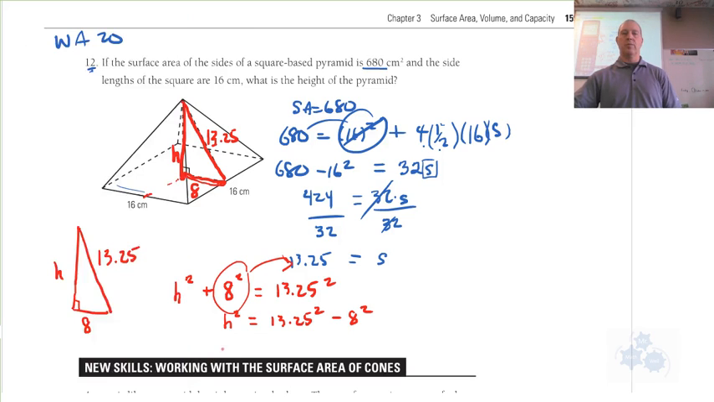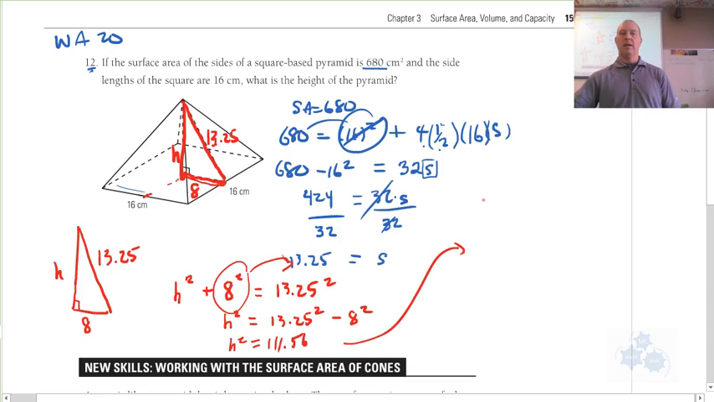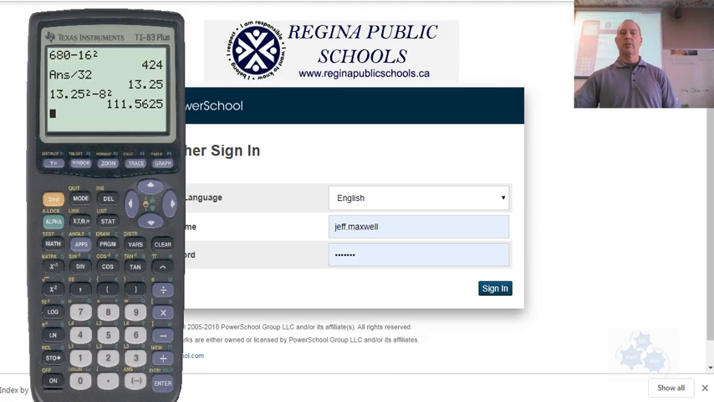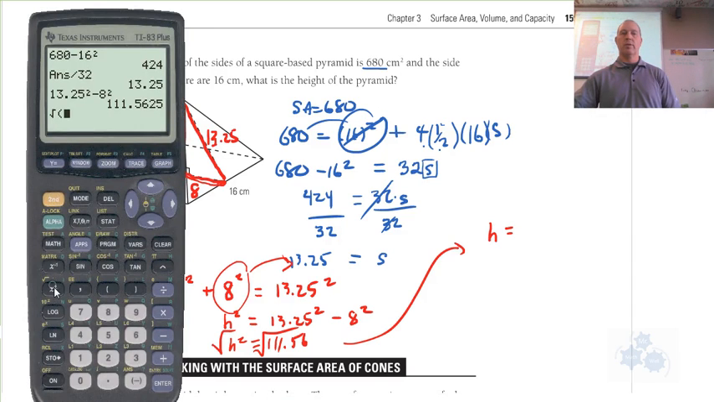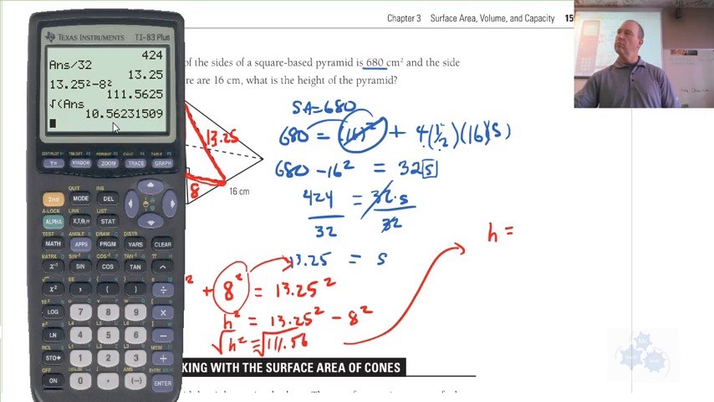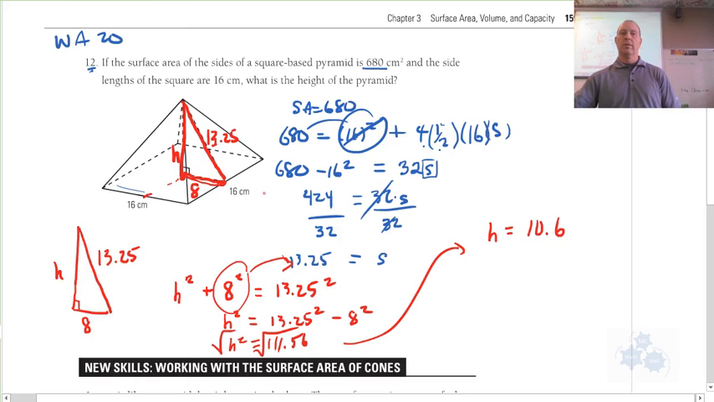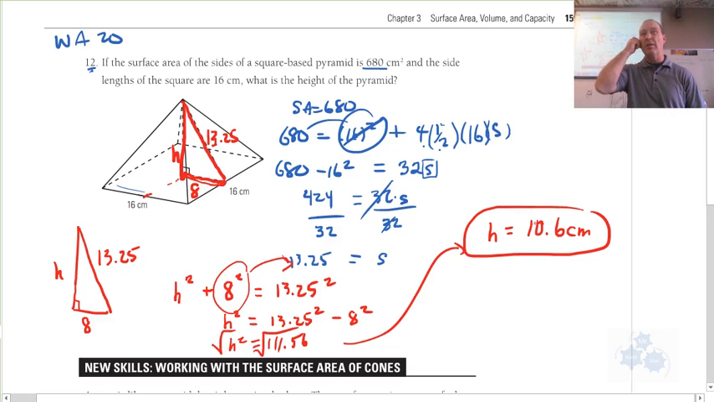So h squared is 111.56. And then finally, our last step, you take the square root of both sides, and then you get your h. Oops, wrong button. The square root of the answer is 10.56 or 10.6 centimeters. You have to make sure you look back at your units there. So you should get about 10.6.